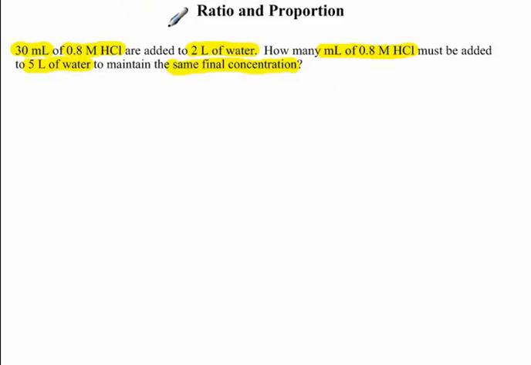Now looking back at our first piece of information, we have for 30 milliliters of 0.8 molar HCl, we have 2 liters of water. This is known as a ratio, and ratios can be represented in fraction form. However, you need to be very careful with being consistent in what is in the numerator and what is in the denominator. So for my ratio, my numerator will be volume of HCl. And the volume of HCl is measured in milliliters. So I'm going to put that in brackets.